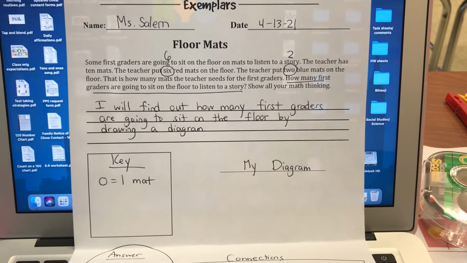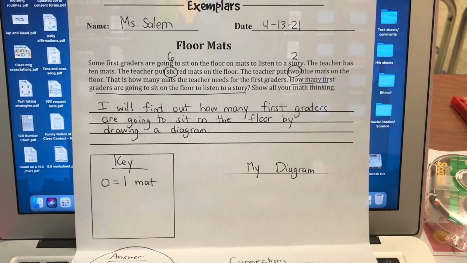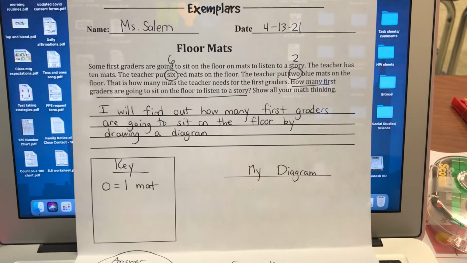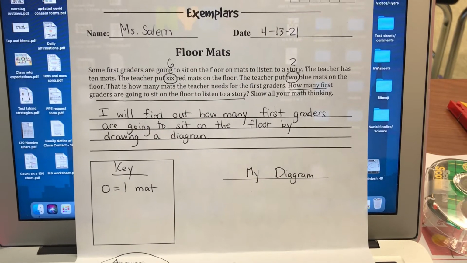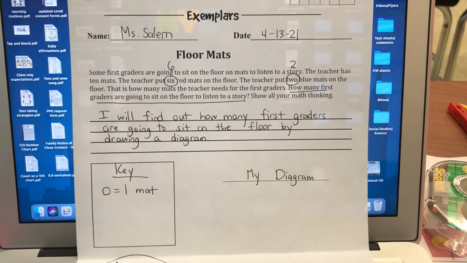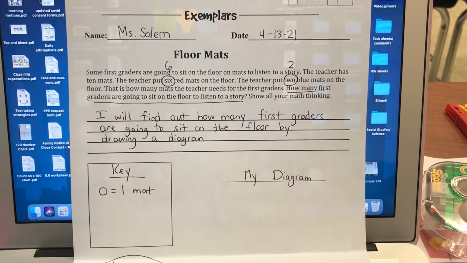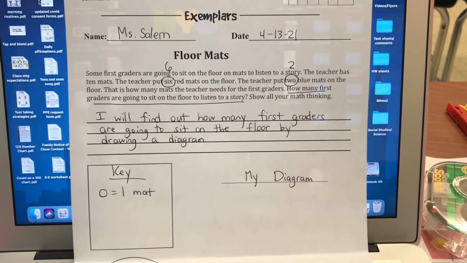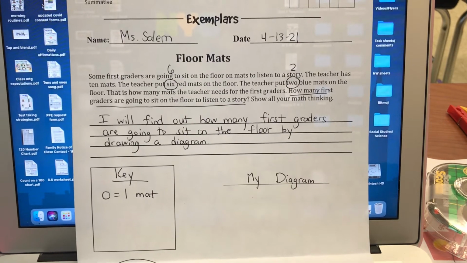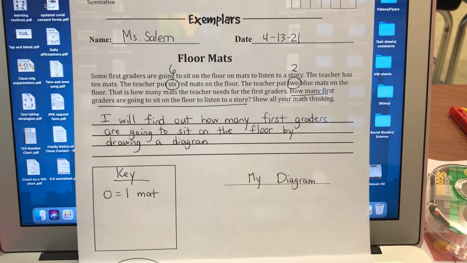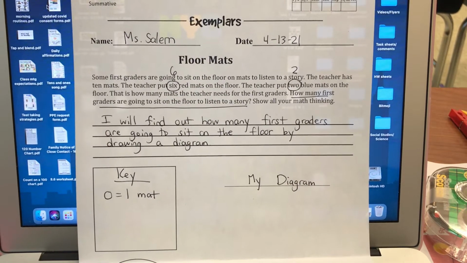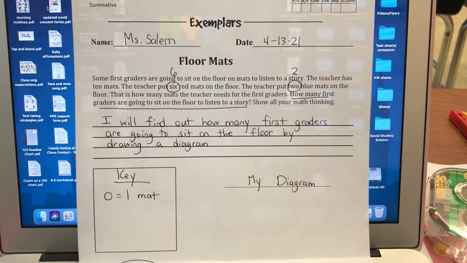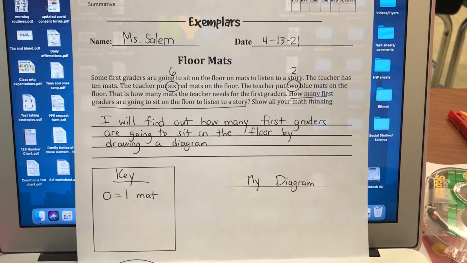Good morning, everyone. Today we're going to do an exemplar problem called floor mats. If you noticed, I wrote my name at the top and I wrote the date. April is the 4th month, today's the 13th, and the year is 2021. So first, we read the title, Floor Mats, and you can think, what might this be about?